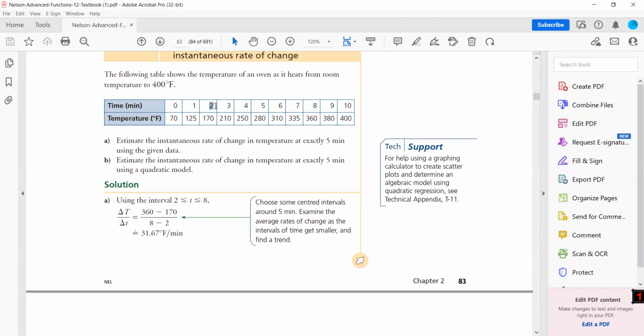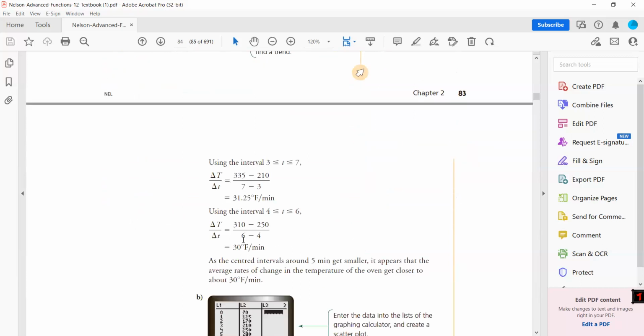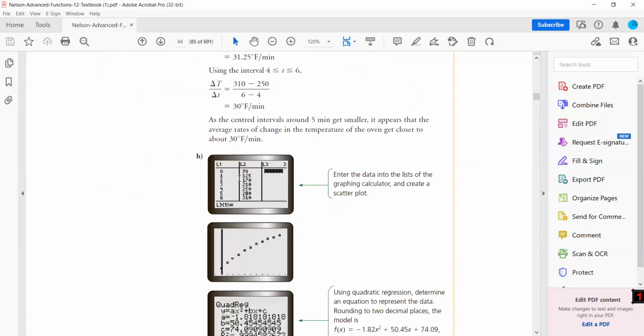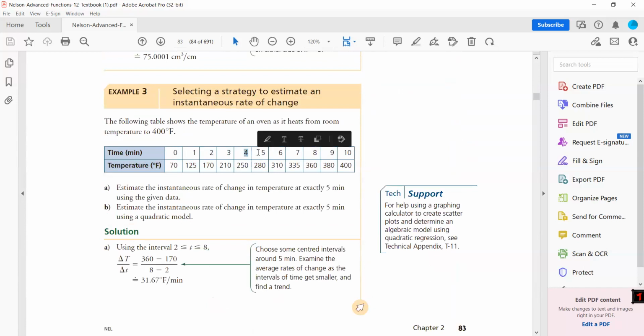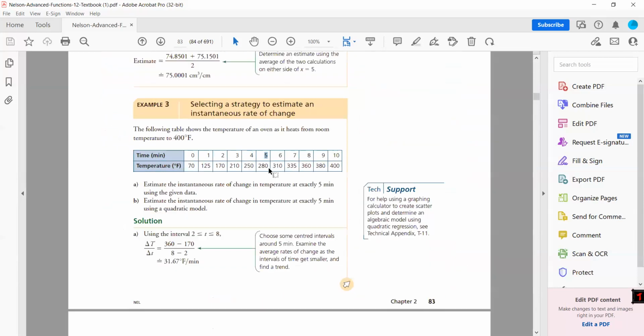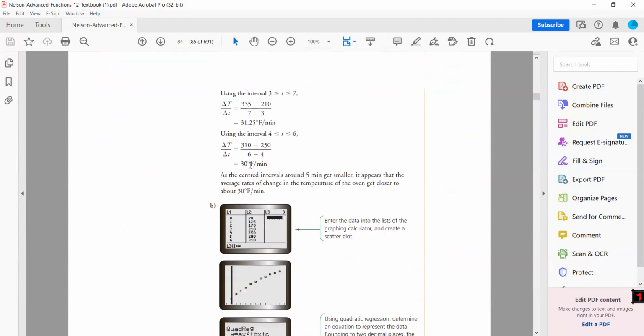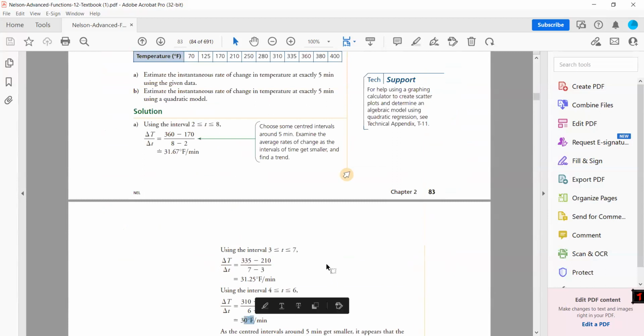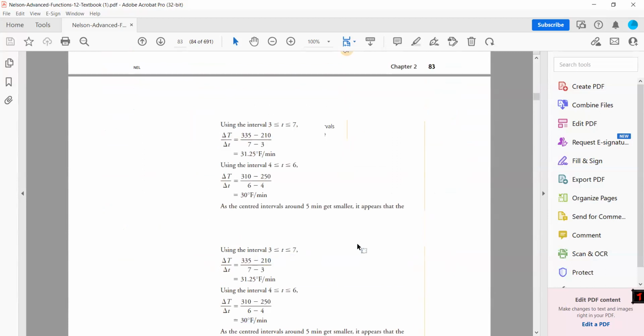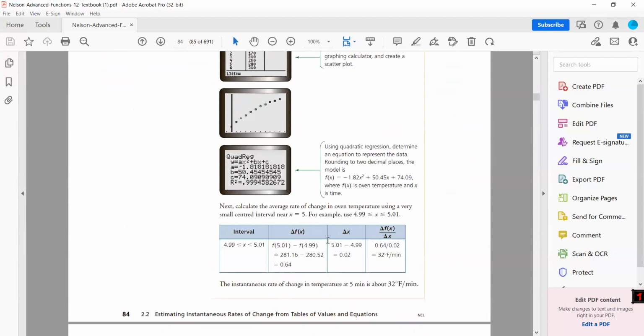What they do here is they take a big interval and gradually decrease it until they get to this point, 5. They're using a shrinking interval, and you can see that the final estimate they get is 30 degrees Fahrenheit per minute. Now they're using a very small centered interval.